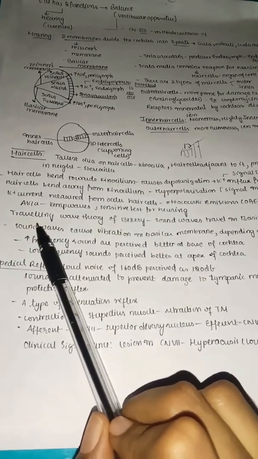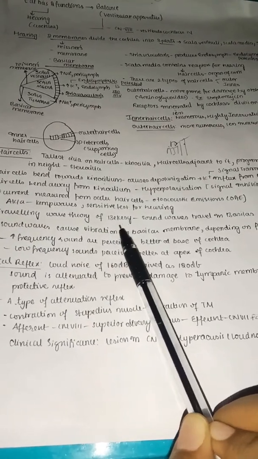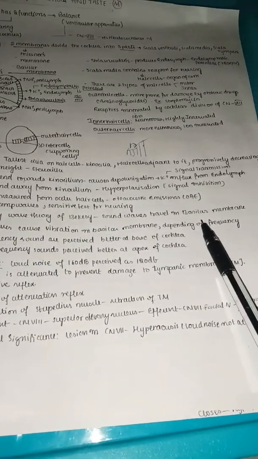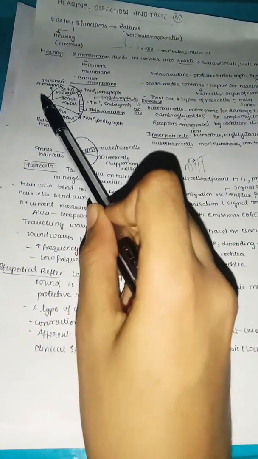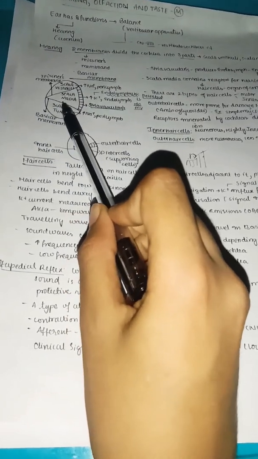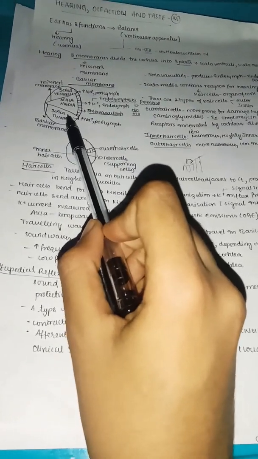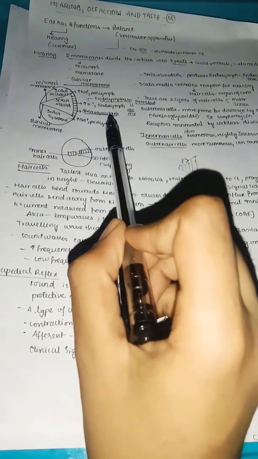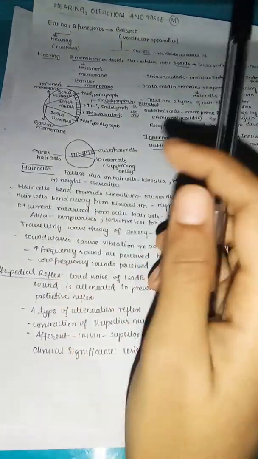And next we have the traveling wave theory of Békésy, because Békésy is the one who found this traveling wave theory. So the sound waves travel in the basilar membrane. Actually this is the basilar membrane. As the sound waves travel on this, they vibrate. So because of this vibration, here the cochlear nerve joins, and to the central nervous system the information goes. So this is the main mechanism of hearing.